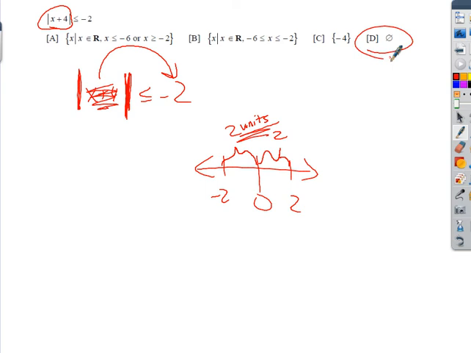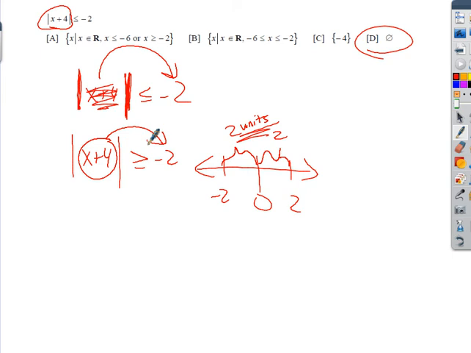Now I want to watch out a little bit. If it had said that it was greater than or equal to a negative 2, then that would be a whole different ball game. Absolute value can't be equal to a negative, but can it be greater than a negative? Absolutely. No pun intended there. It can be greater than a negative. In fact, absolute value is always greater than a negative.